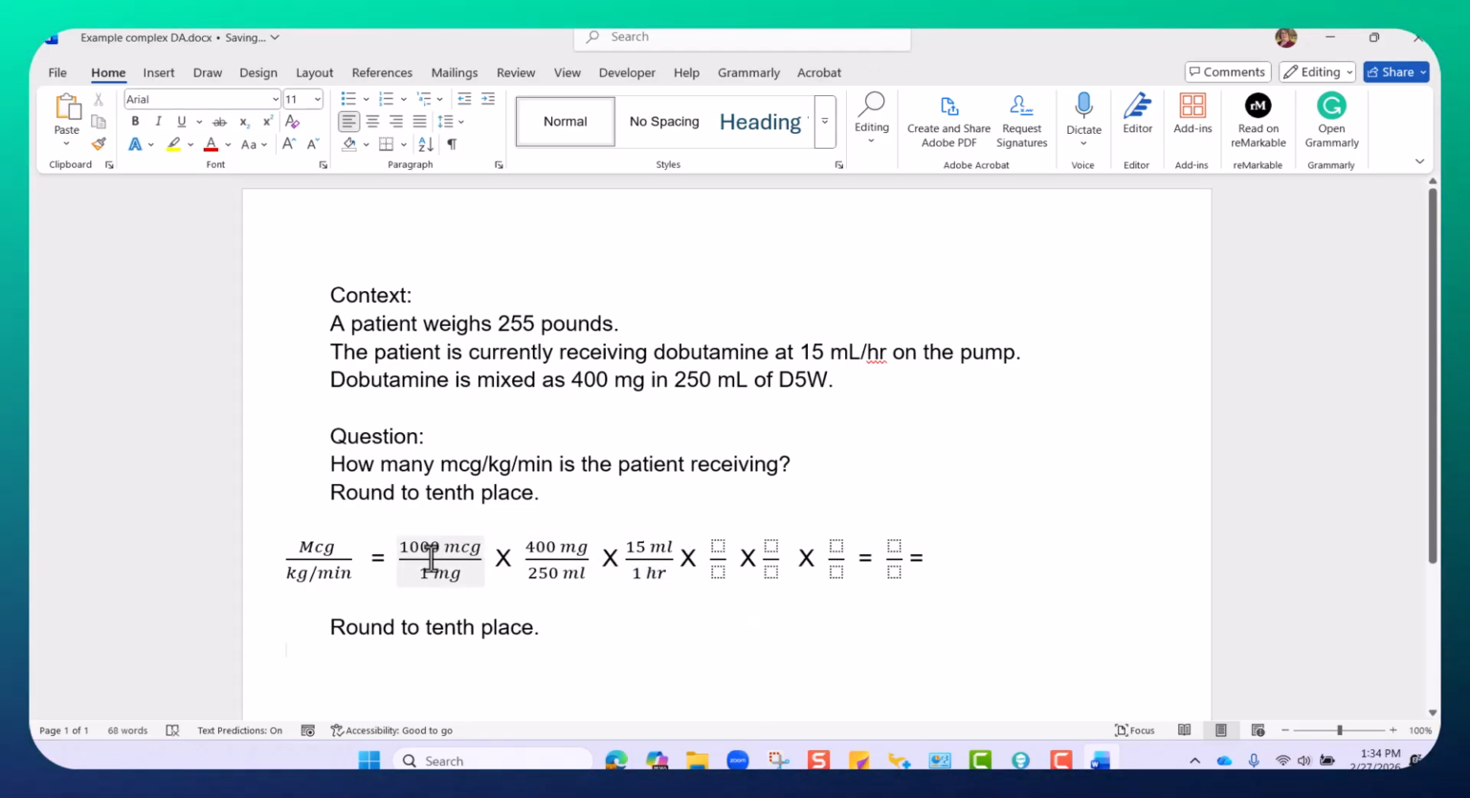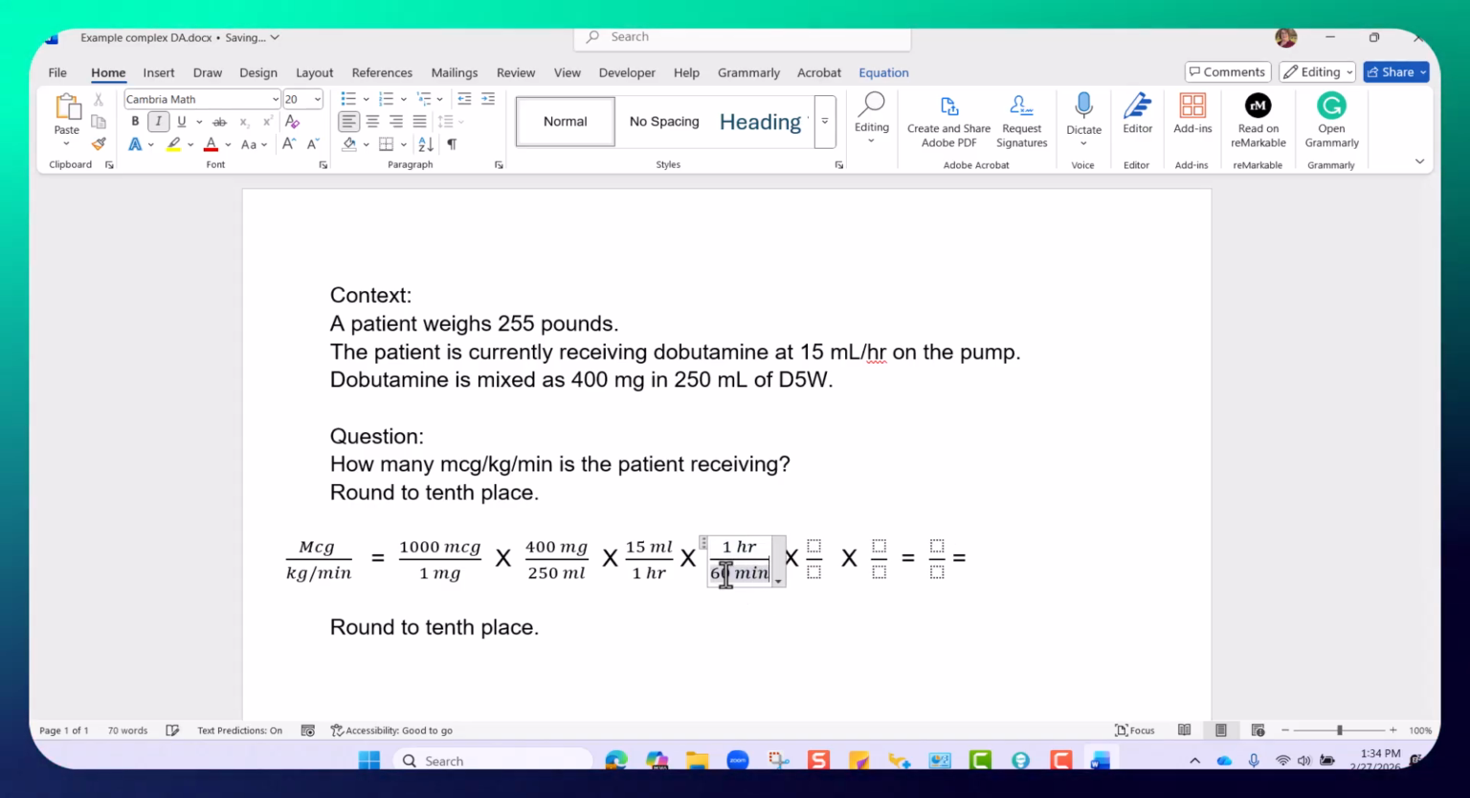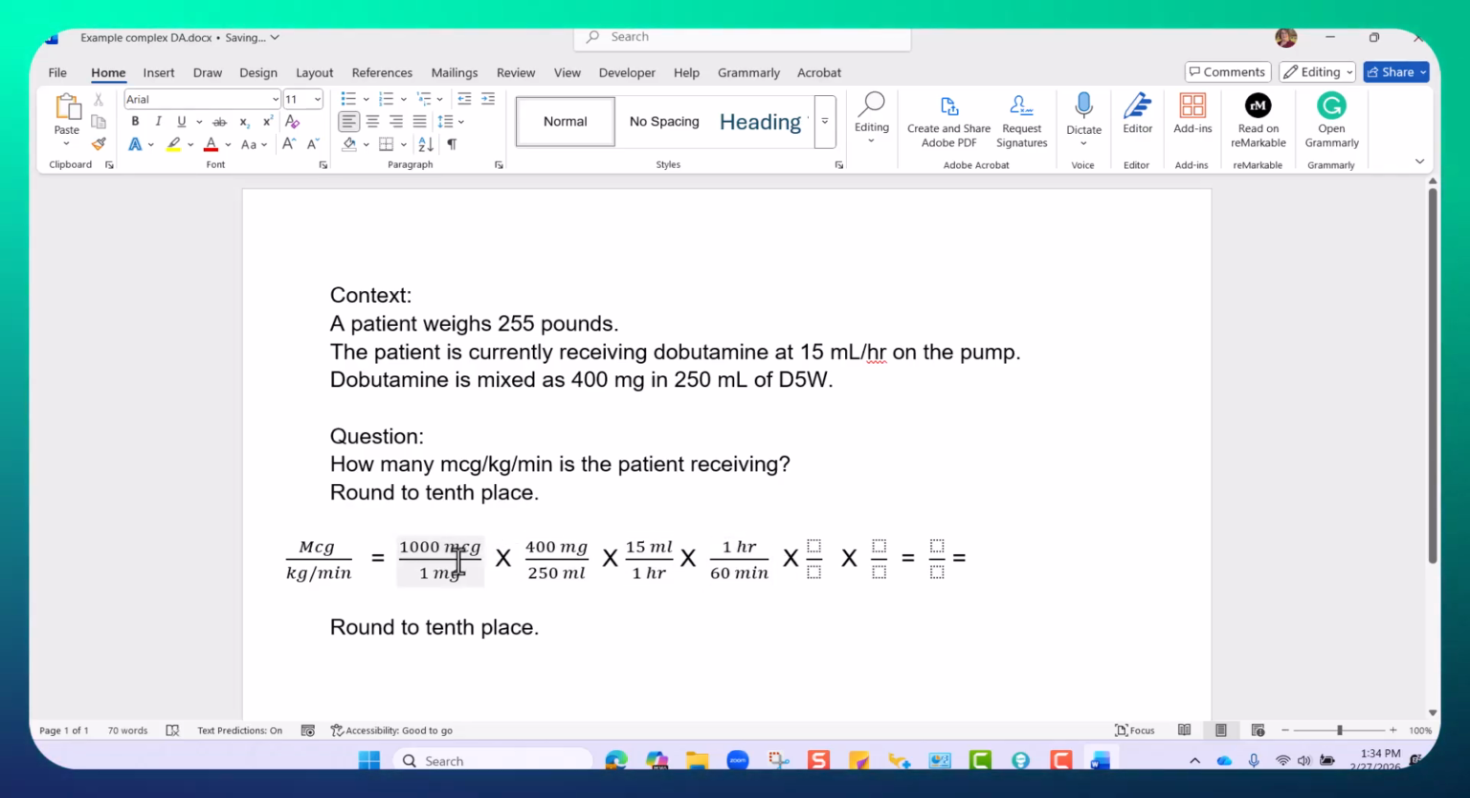All right, so far so good. Cross cancel milligrams, milligrams, cross cancel milliliters, milliliters. That's great. So they're good up to this point. And the next, oh no, they're not. They've got to get rid of that hour. They have to convert to minutes because the question wanted it in minutes. So if there's hours on the bottom of that one, there's got to be hours on the top of the next fraction, and that's in 60 minutes. That's going to cross cancel their hours. So now they have remaining micrograms and minutes.